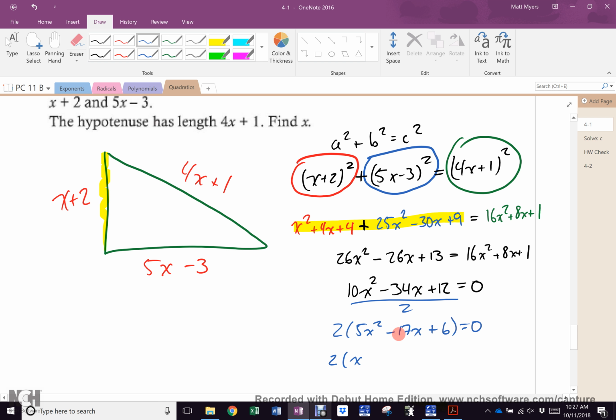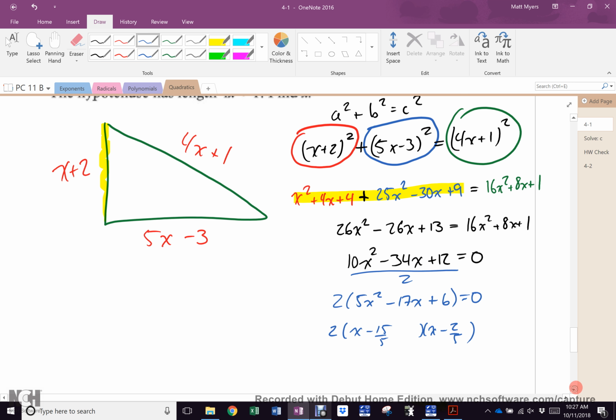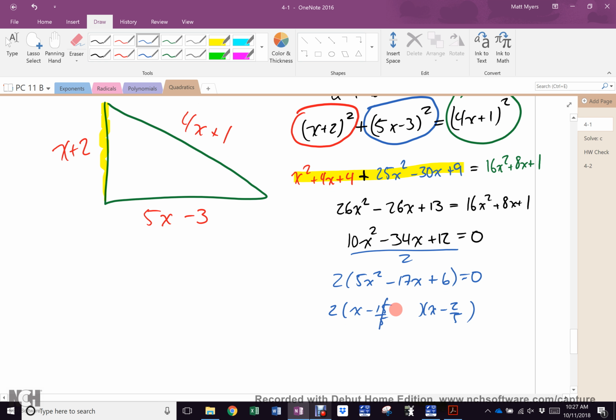30, it has to be negative 15 and negative 2. That simplifies to negative 3. So x has to be negative 3, right? Or, sorry, x has to be positive 3, or x has to be positive 2/5, yes? Right? Those are the only options, yeah? Even if you didn't factor it, you all should see how I got to here. Do you?